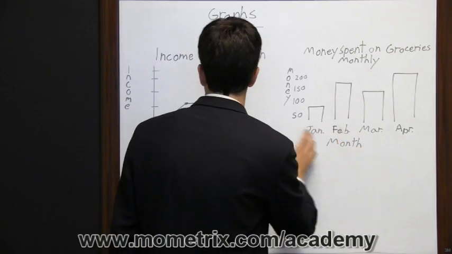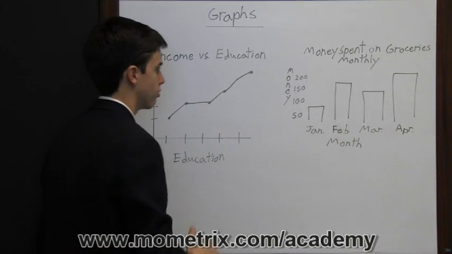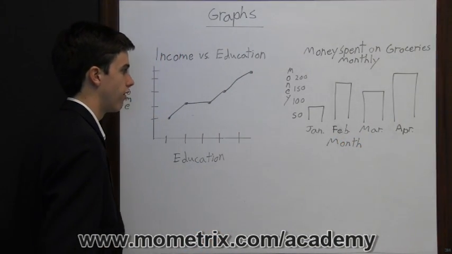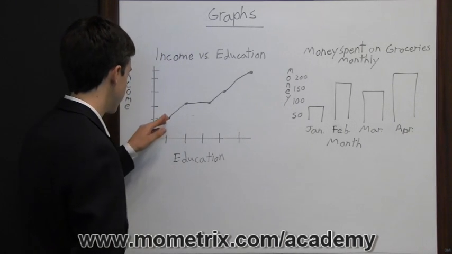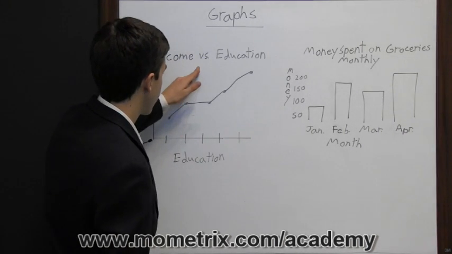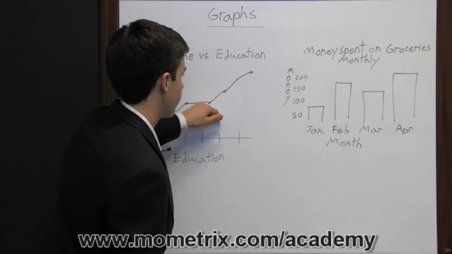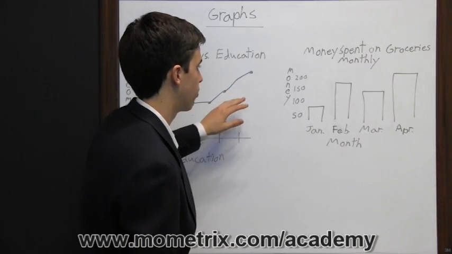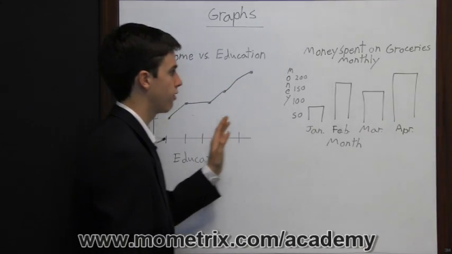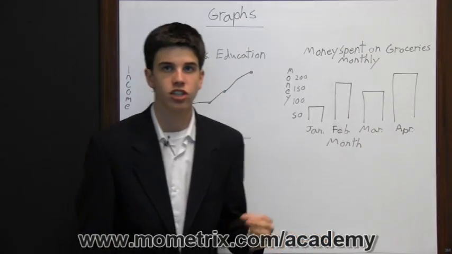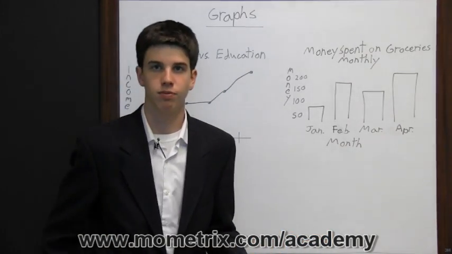See, if this information was presented in a line graph, the focus would be on the rise and fall of amounts spent on groceries, because you would see in January it was down here, then the graph raises up for February and falls for March and rises again for April. So basically, you're presenting the same information in either graph. It's just the focus of the information is different.